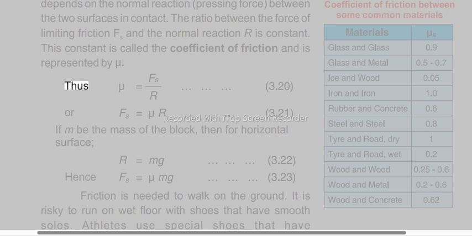Thus, if m be the mass of the block, then for a horizontal surface.